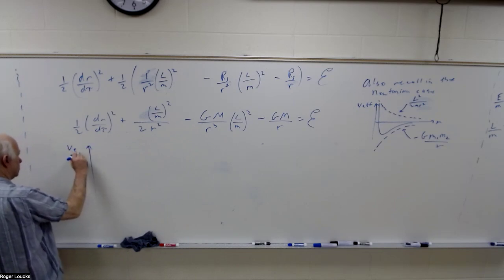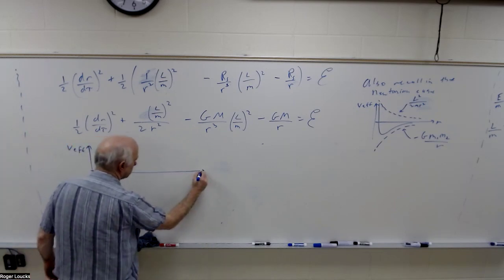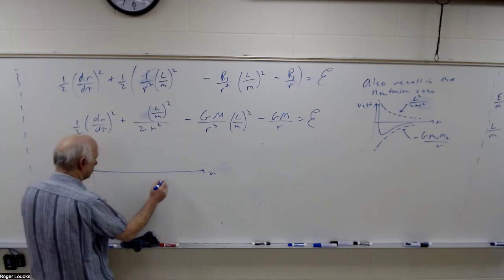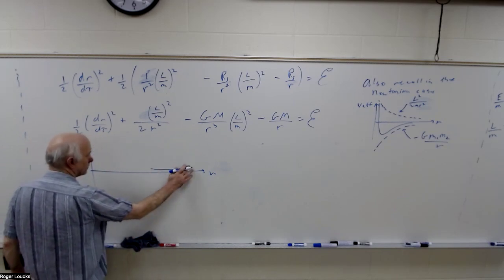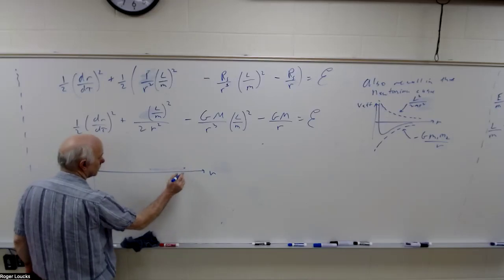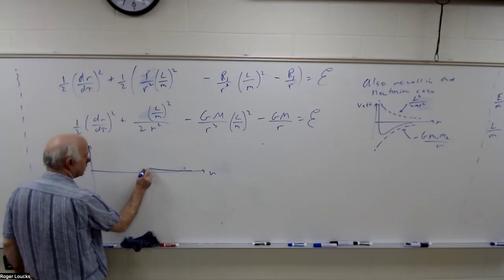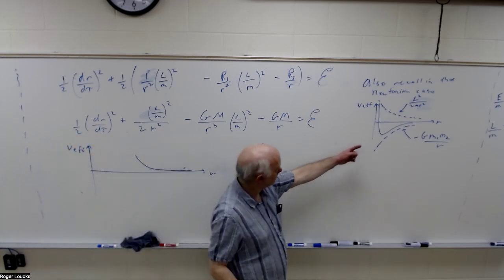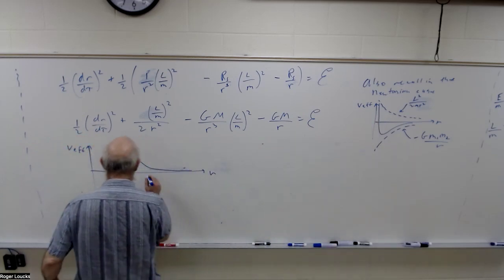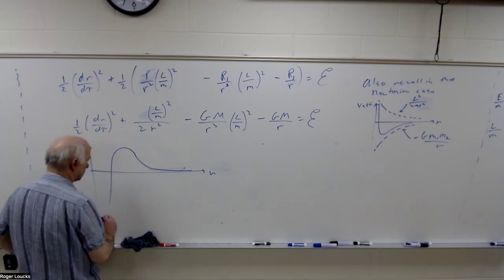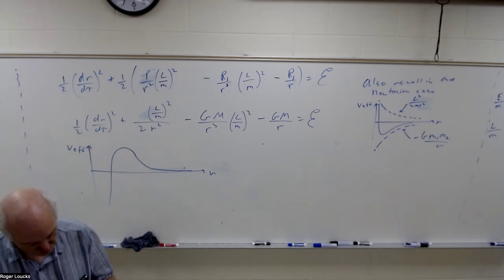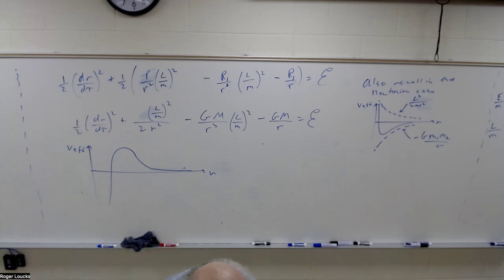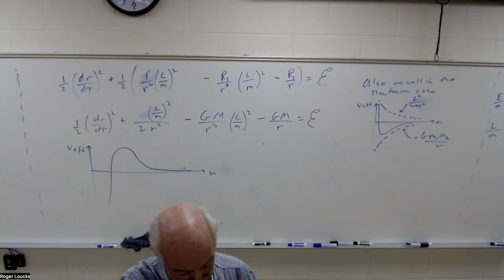We plot the effective potential versus R. What we're going to find is something that looks a little bit like this barrier here. Then you're going to get something that goes like that. There's a really nice graph of it. It's going to depend a lot on what the L value is. There's a nice graph of it on the new handout I gave you.